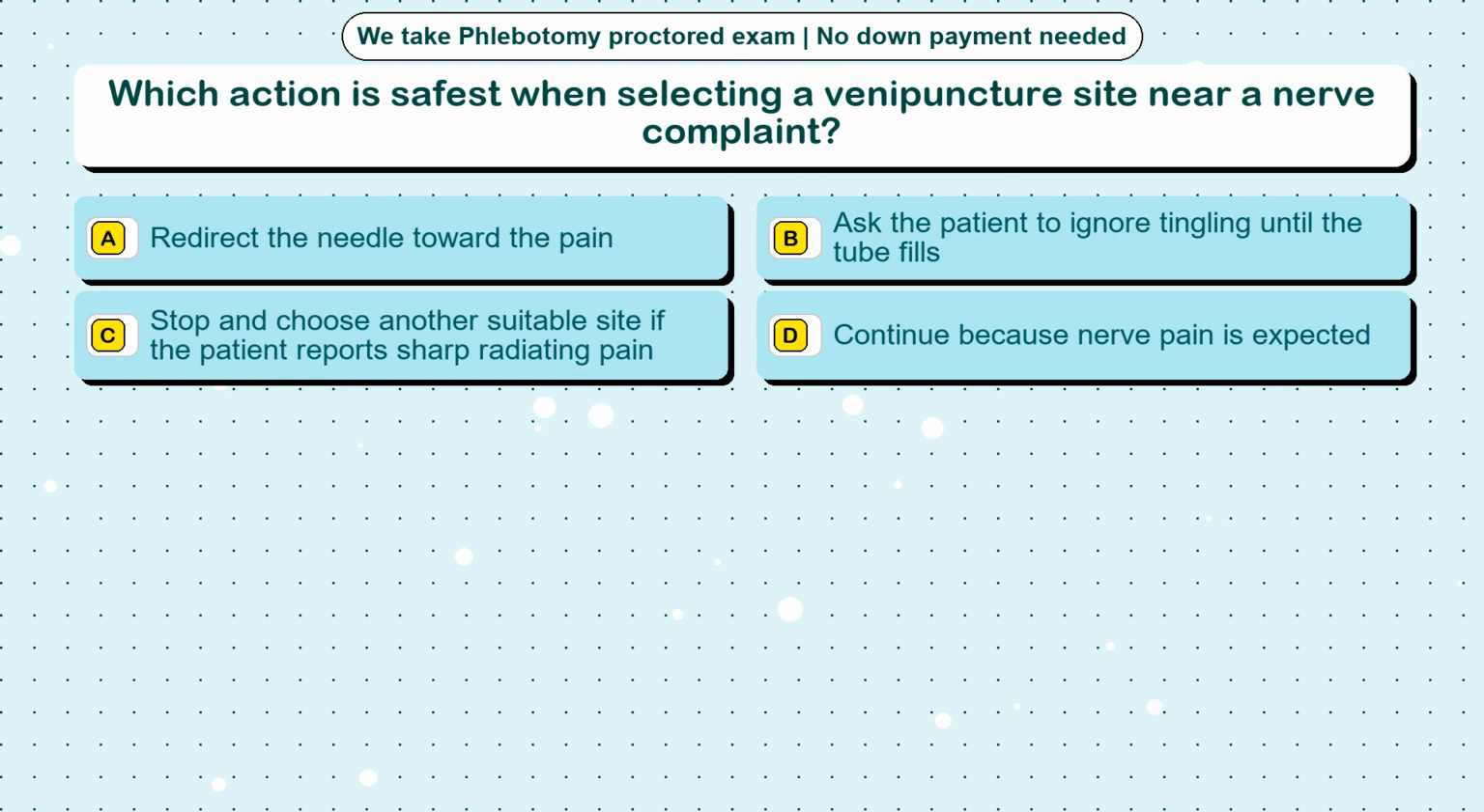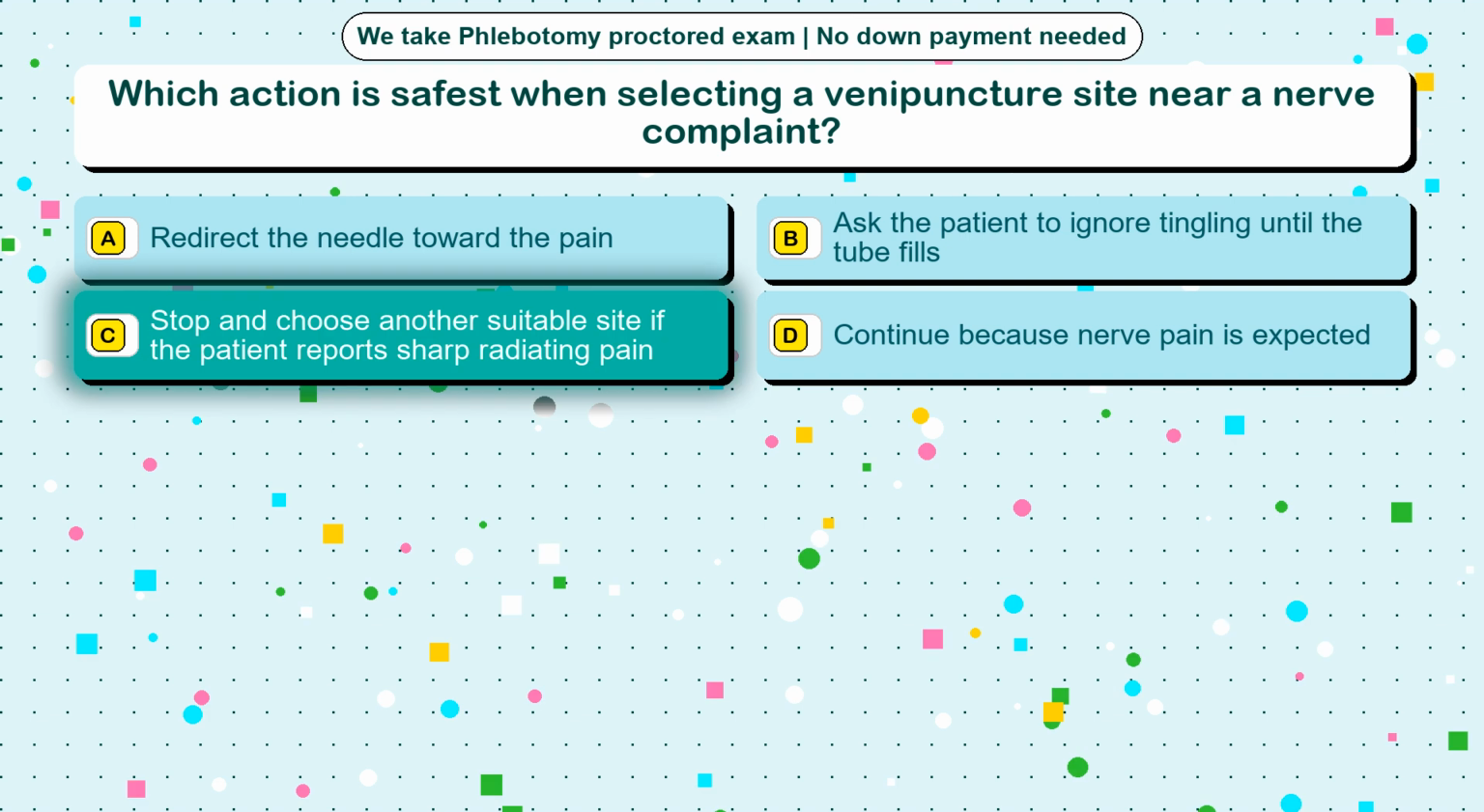Question 46. Which action is safest when selecting a venipuncture site near a nerve complaint? Option A. Redirect the needle toward the pain. Option B. Ask the patient to ignore tingling until the tube fills. Option C. Stop and choose another suitable site if the patient reports sharp radiating pain. Option D. Continue because nerve pain is expected.